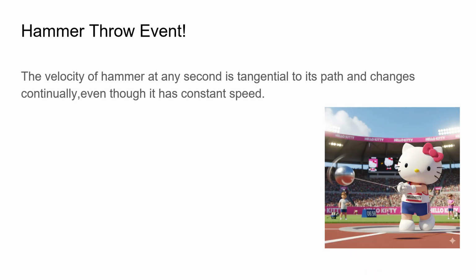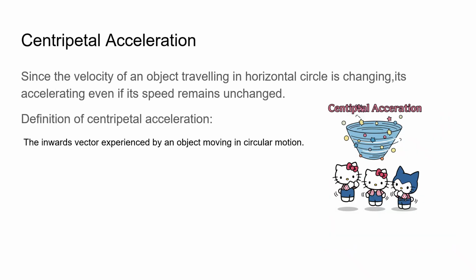The velocity of the hammer at any second is tangential to its path and changes continually, even though it has constant speed. Here we have Hello Kitty throwing the hammer. Since the velocity of an object traveling in a horizontal circle is changing, it's accelerating, even if its speed remains unchanged. The inward vector experienced by an object moving in circular motion is called centripetal acceleration.